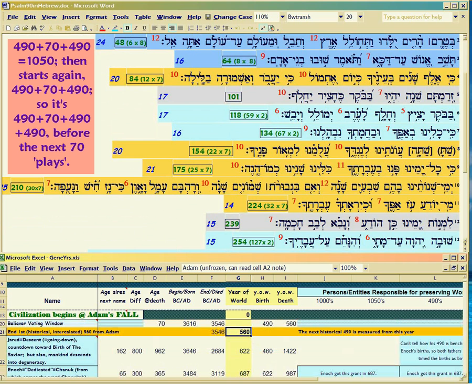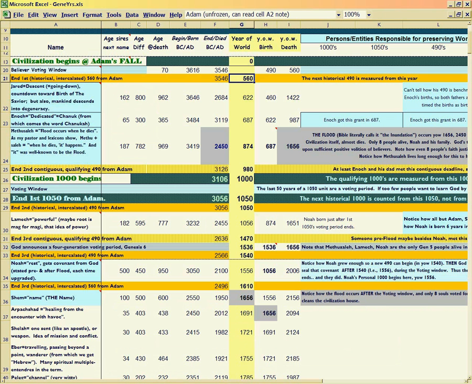So then right here is the end of the first 490. Let me make that a big screen so you can see what I'm talking about. The first 490 ends here. That means the second one begins. The second 490 ends here, in G29, and that ends the first 1050.